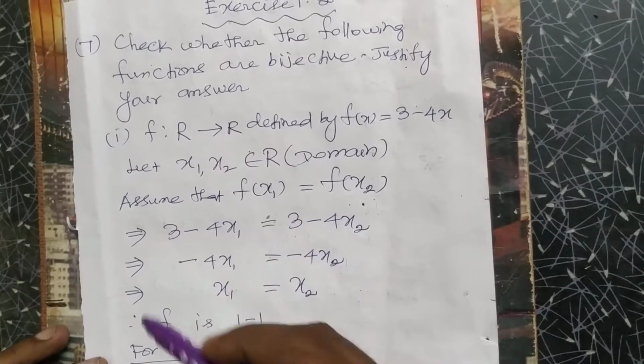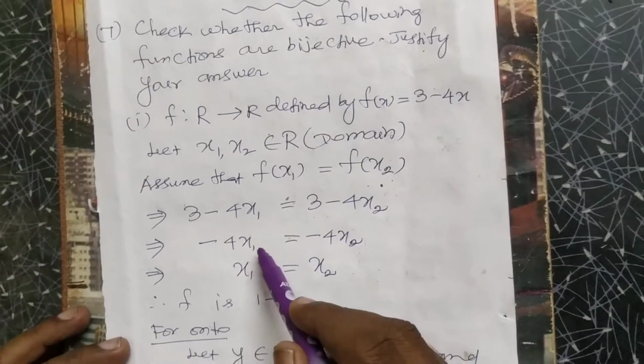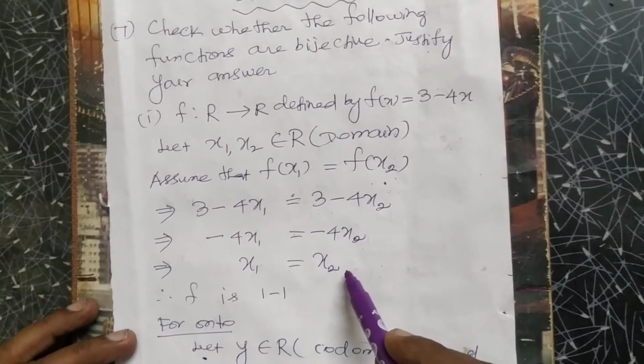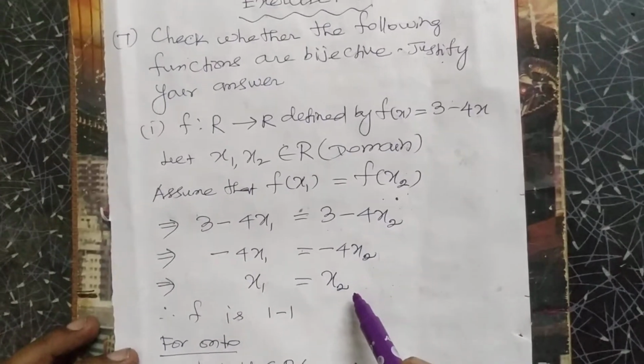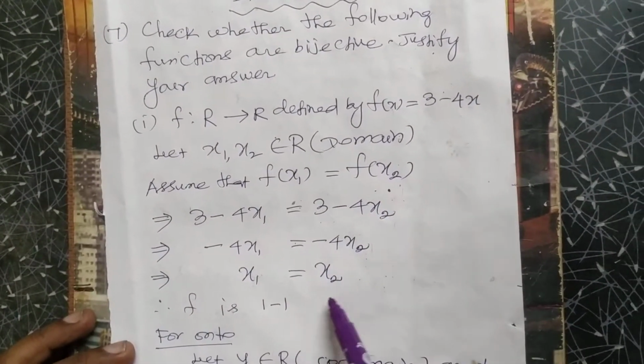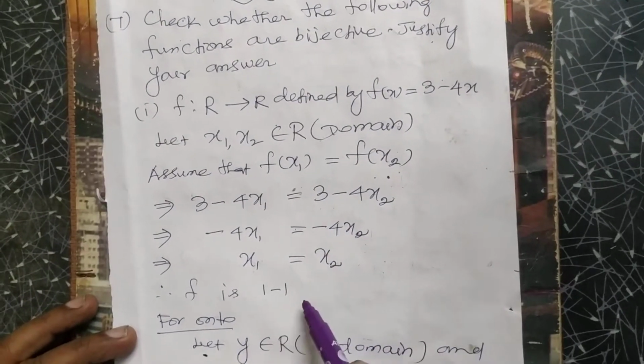Then cancelling 3 on both sides, we get minus 4x1 equal to minus 4x2. Dividing by minus 4 on both sides, x1 equal to x2. As we have assumed f of x1 equal to f of x2, we have arrived at x1 equal to x2. Therefore, f is 1 to 1.